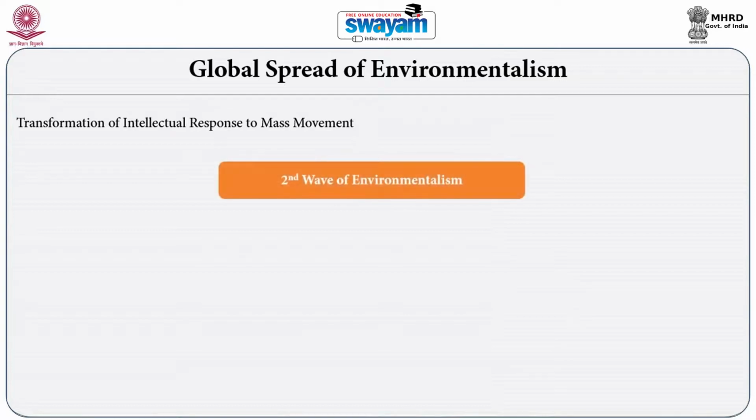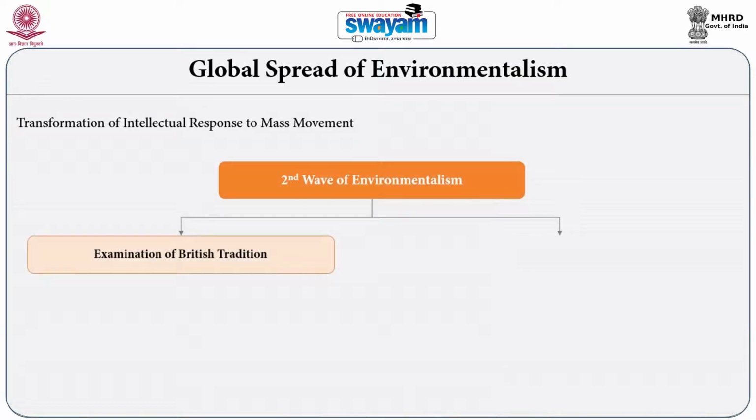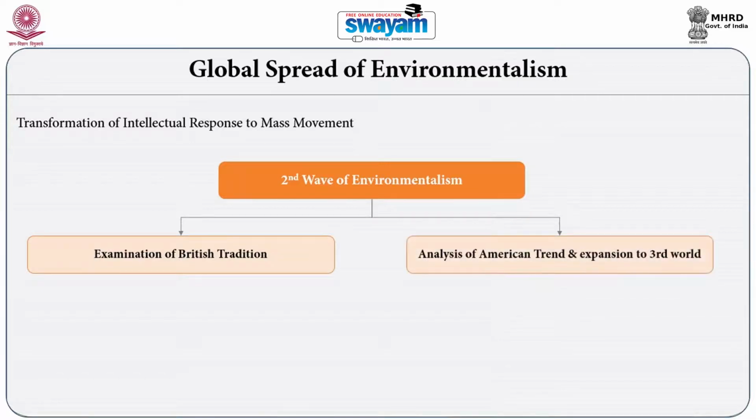nature. While the first wave starts with an examination of the British literary tradition, the second wave of environmentalism begins with an analysis of radical American environmentalism and its expansion to the third world societies.